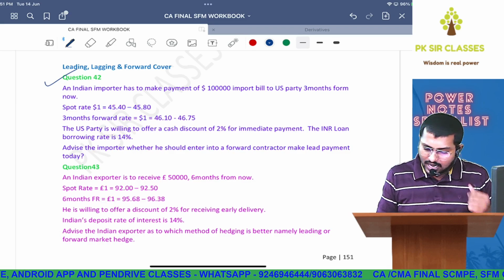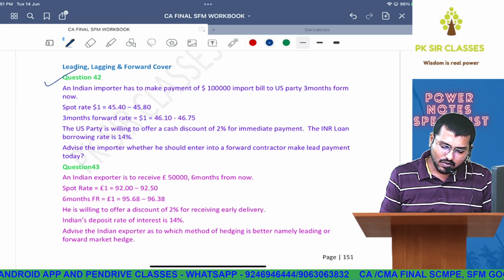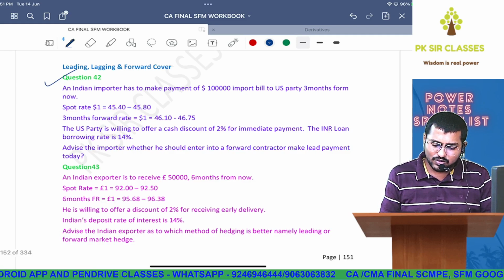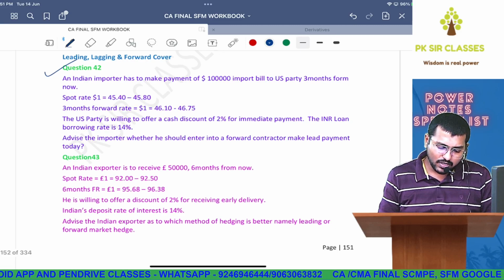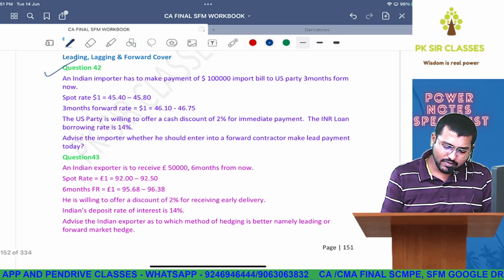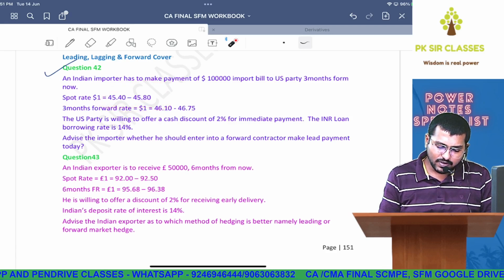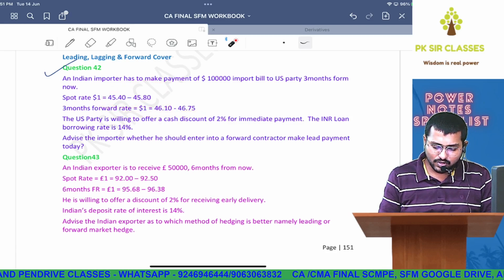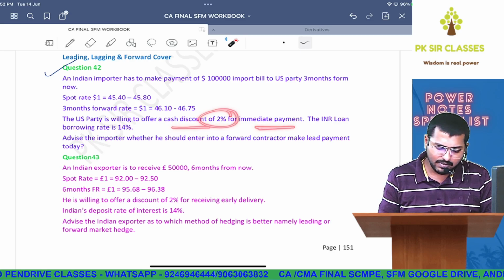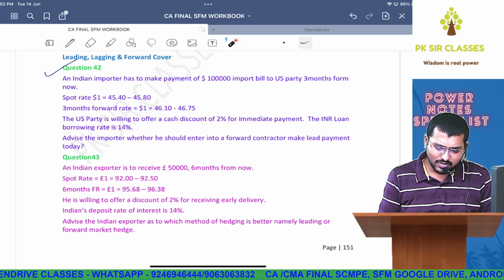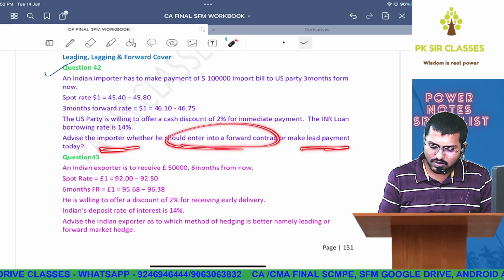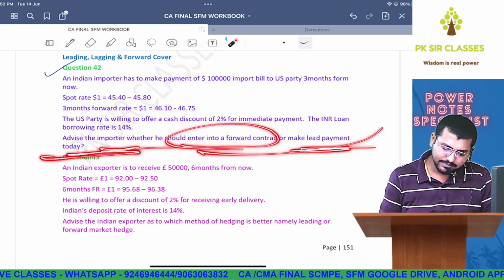An Indian importer has to make payment of $1 lakh, import bill to US party, 3 months from now. Spot rate $1 is equal to 45.4, 45.8. Okay, 3 months forward rate is also given. The US party is willing to offer cash discount of 2% for immediate payment. The Indian borrowing rate is given. Advise the importer whether he should enter into forward contract or make payment today.